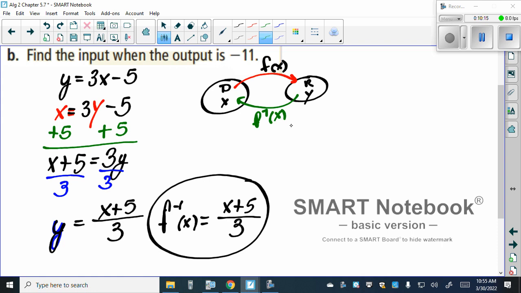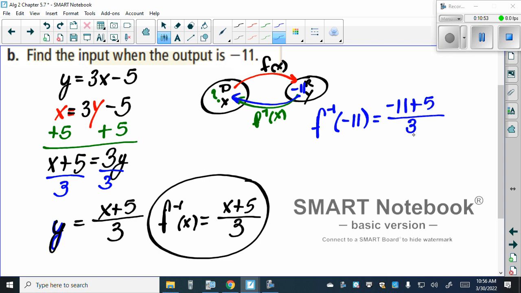Now the last part that this asks is to find the input. So find the x value over here that connects to the output value of negative 11. So for the normal function, whenever I plug that specific x value in, I should get negative 11 out. For the inverse, well, I can plug that negative 11 in to get back to the original input. So for us here, we can say f inverse of negative 11 is equal to negative 11 plus 5 over 3.